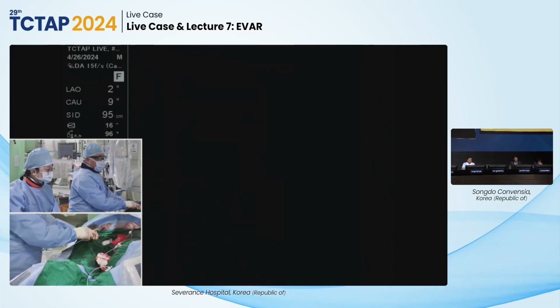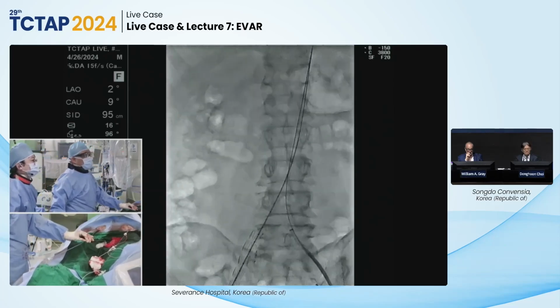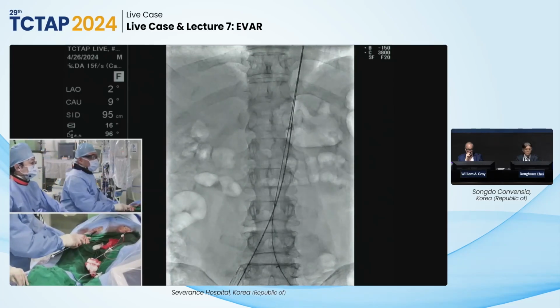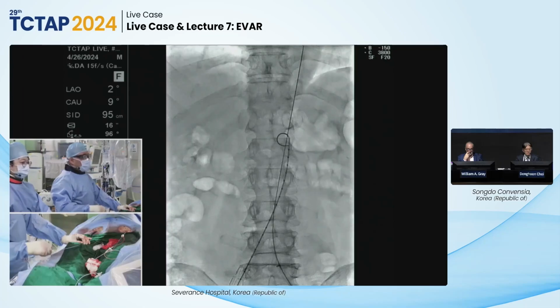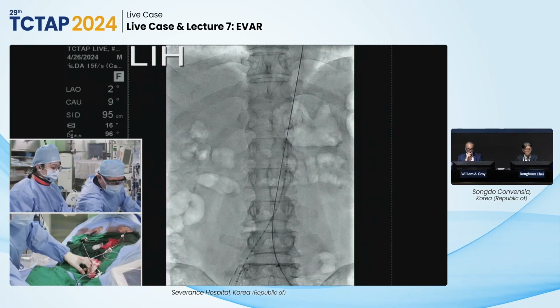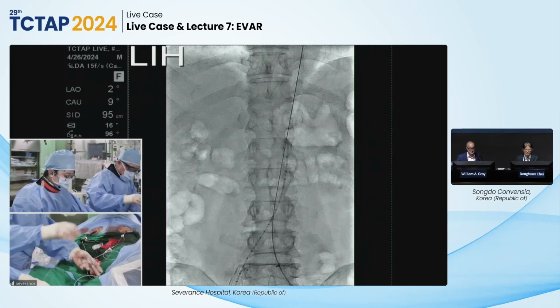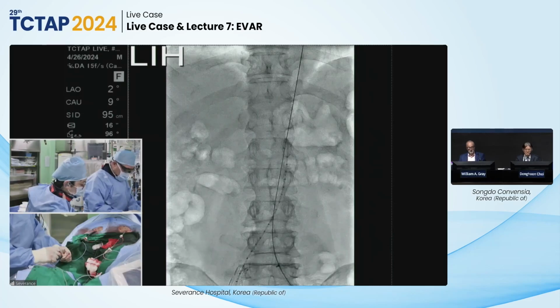So the aorta part is actually a straightforward part. So it has a long landing zone. Okay, so we place a marker pigtail from the right side. Main body, please.